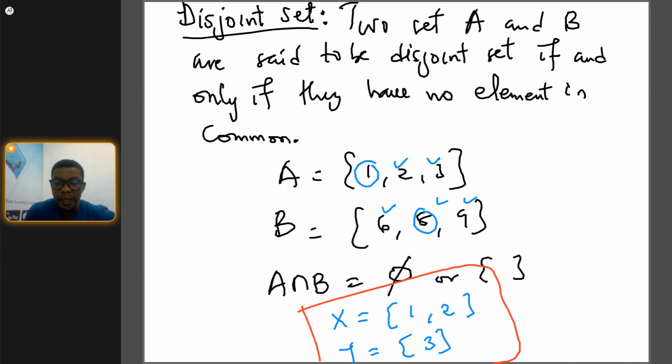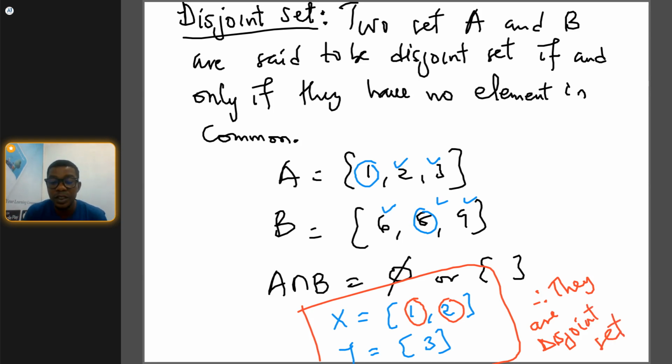If you look at it together, you will see that the elements we have in X are not found in Y, and also the elements we have in Y are not found in X. Therefore, they are considered disjoint. They are a disjoint set. So sets X and Y are disjoint sets because they have no common elements. So let's move on to the next terminology.